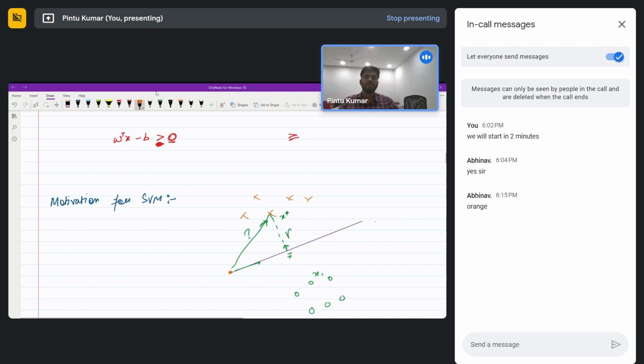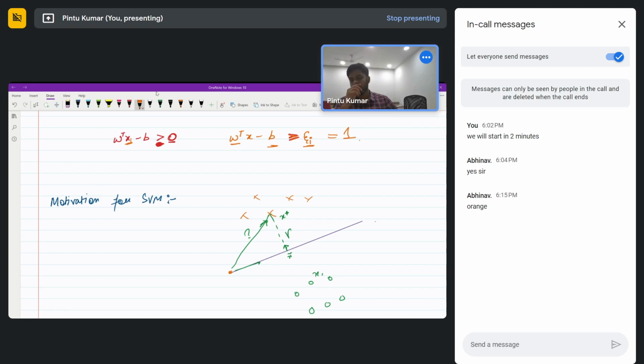That positive quantity would vary from data point to data point. But let's say you can replace it by some epsilon i. So W transpose X minus B is greater than or equal to epsilon i. Then you can scale your W and B so that this epsilon i becomes 1. This is the basic idea.